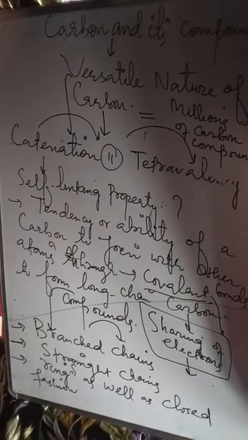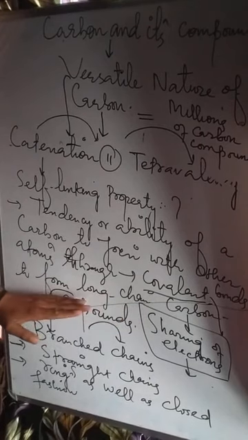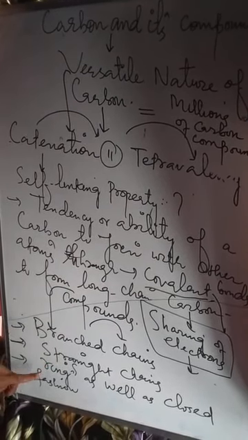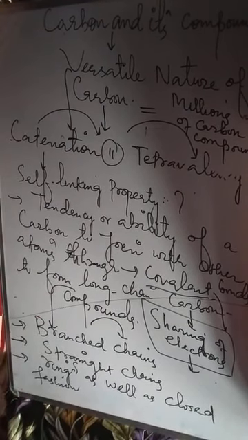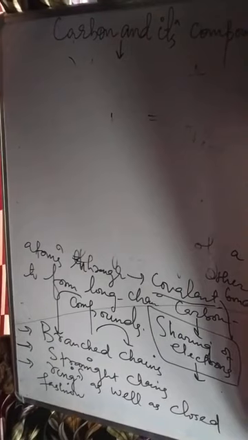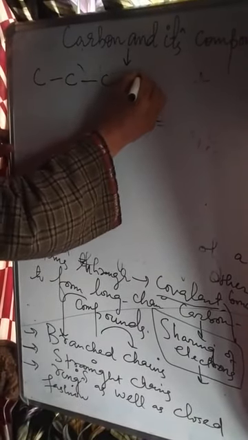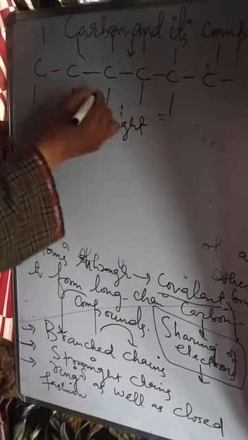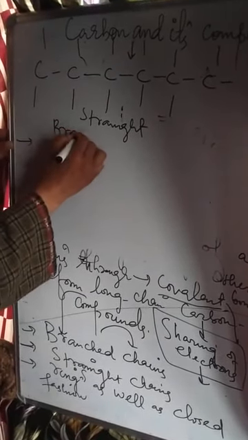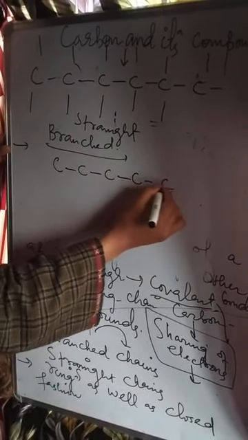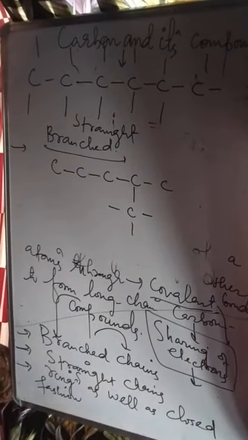First thing is the property of catenation. Because of it, carbon forms millions and trillions of carbon compounds, because carbon joins with other carbon atoms to form long chains, and these long chains may be straight, branched, or ring as well as closed. Here's carbon, carbon, carbon, carbon, carbon, like this. It's a straight chain. These carbons can join through straight chain or branched chain. Like this: 1, 2, 3, 4, 5, 6. It's a branched chain of carbon atoms.